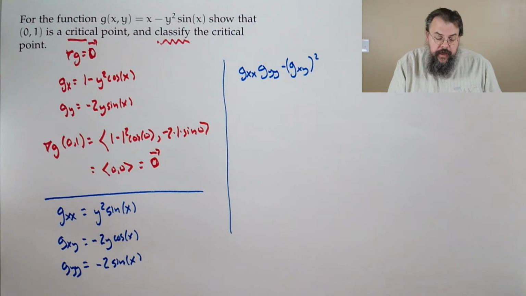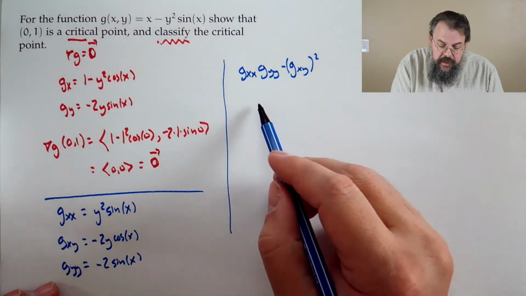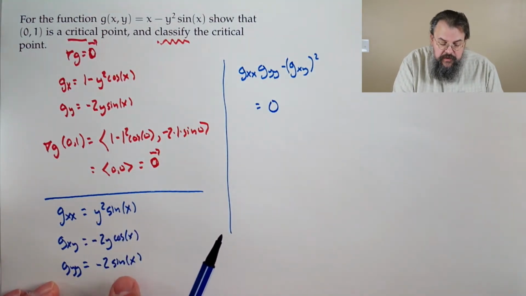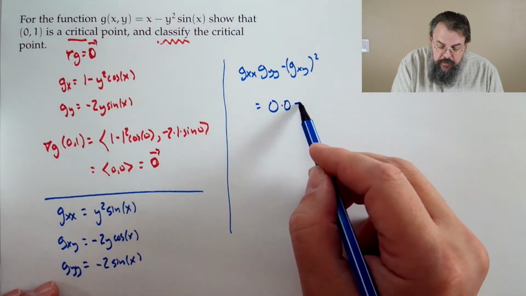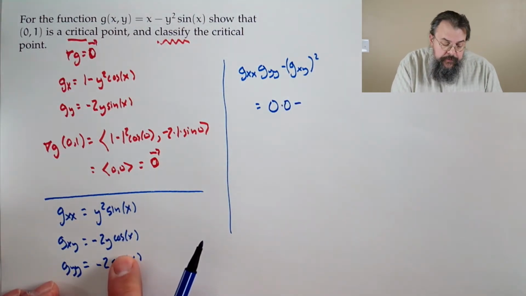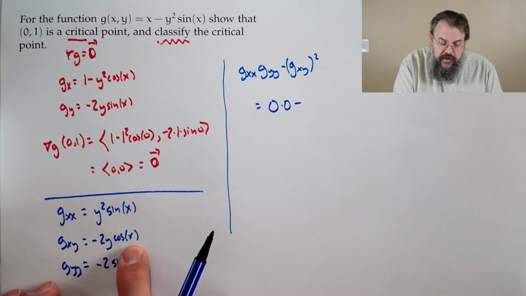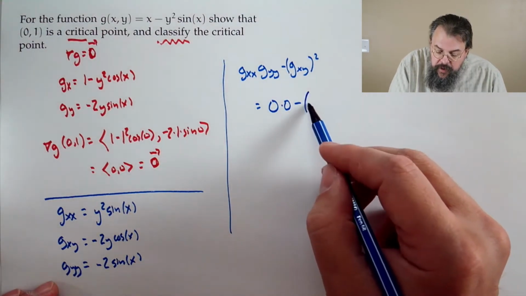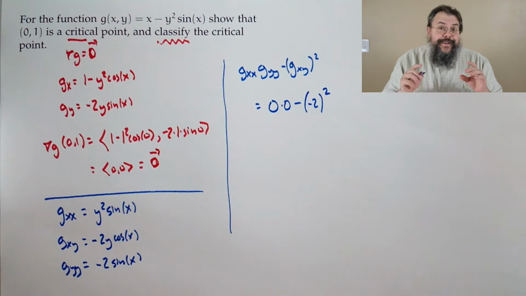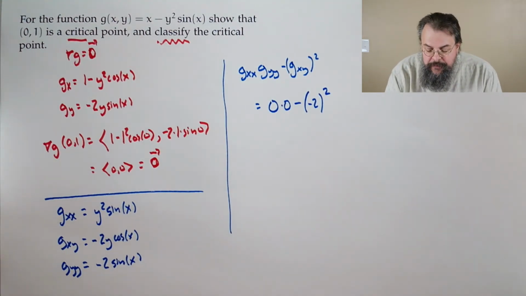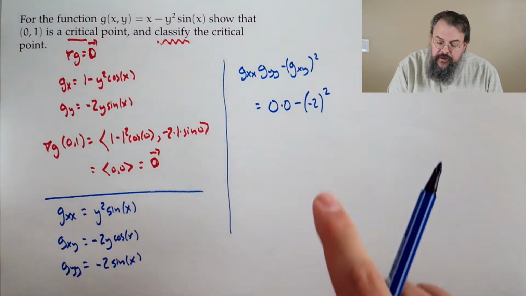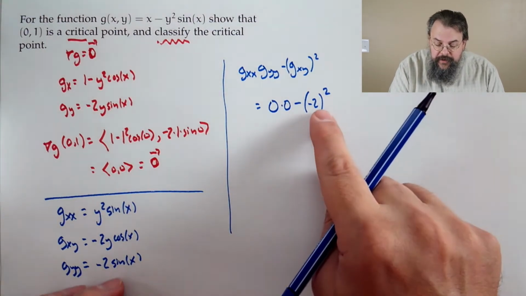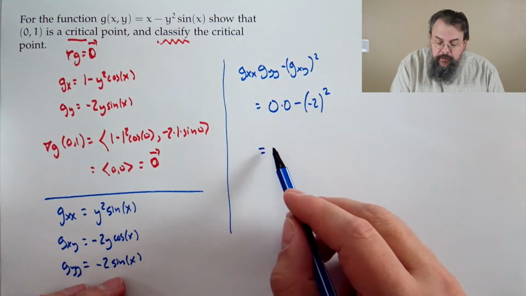So we plug in x equals 0, y equals 1. g_xx will be 0, because sine of 0 is 0. g_yy, sine of 0 is 0. Okay, 0 minus g_xy. Well, that's 2 times 1 times cosine of 0, which is 2. Don't forget the minus. And so it's minus 2 squared. Now, sometimes people might make a little mistake here. If you have a minus 2 squared, square the minus as well. So it's really 4. Coming out of the square, then there's a minus sign, so you get minus 4.